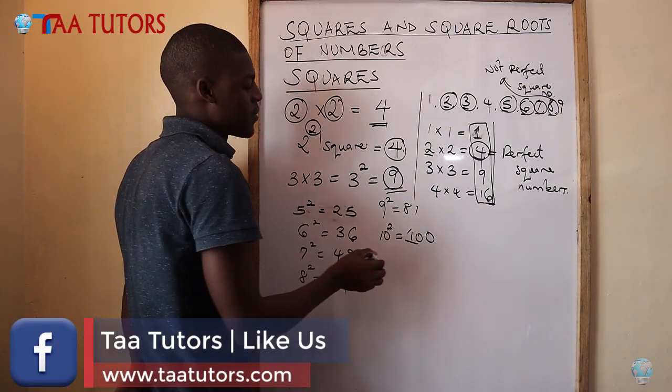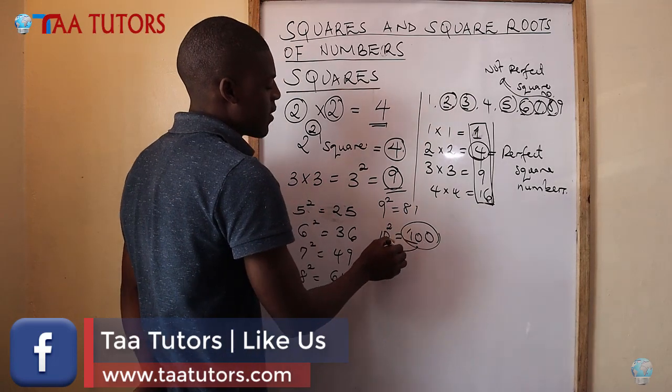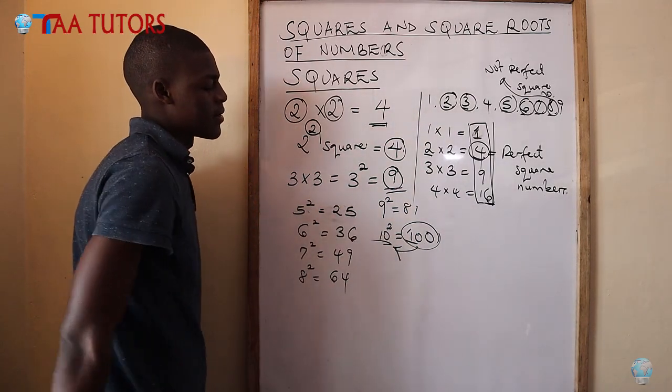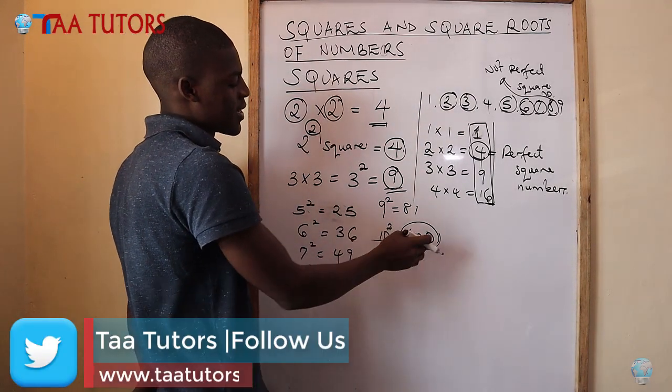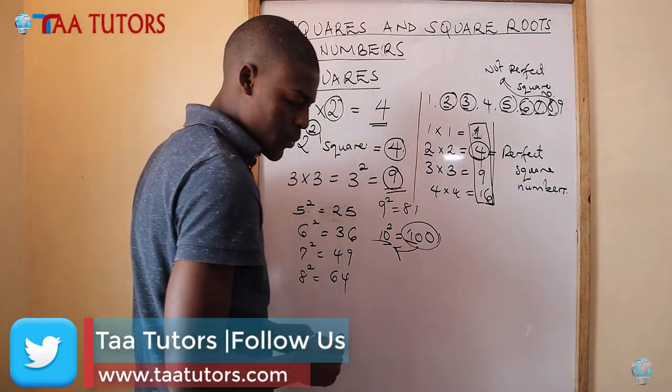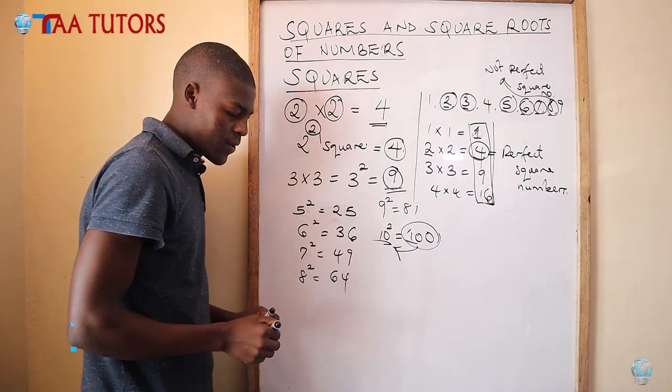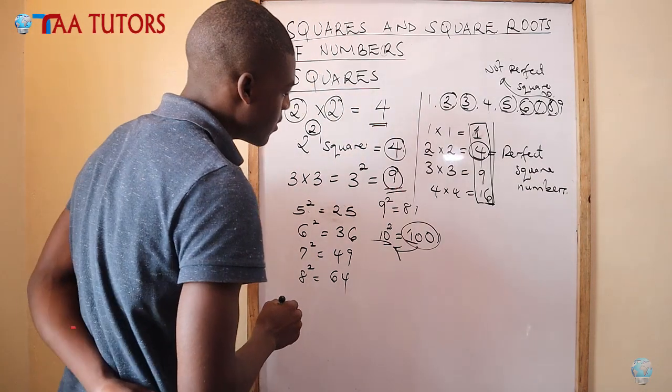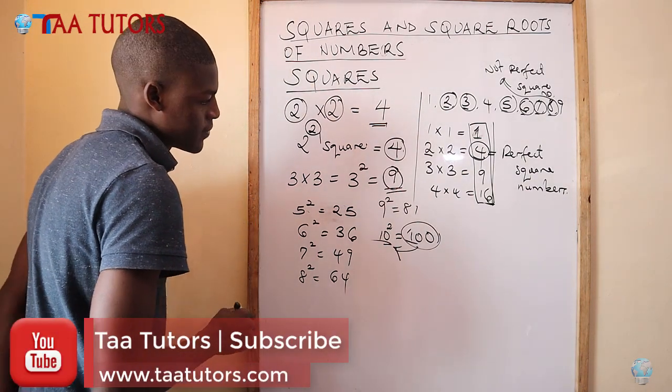We can say that 100 is now the square of 10. When we square 10, we get 100. 100 is the square of 10. Up to that point, we are moving forward to check now on square roots.